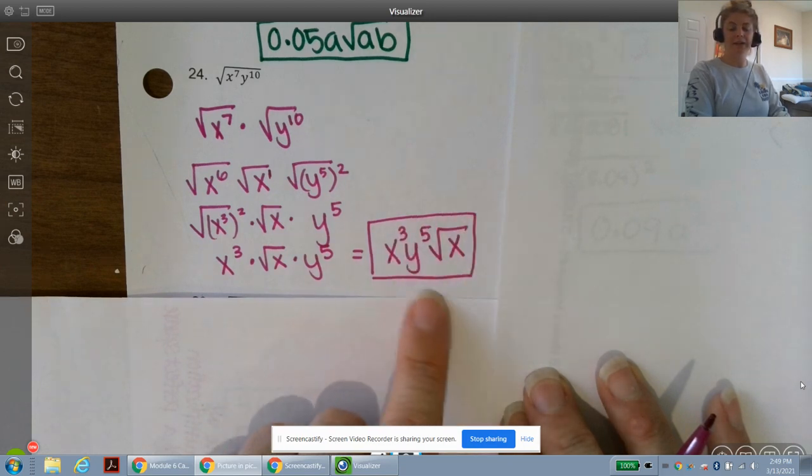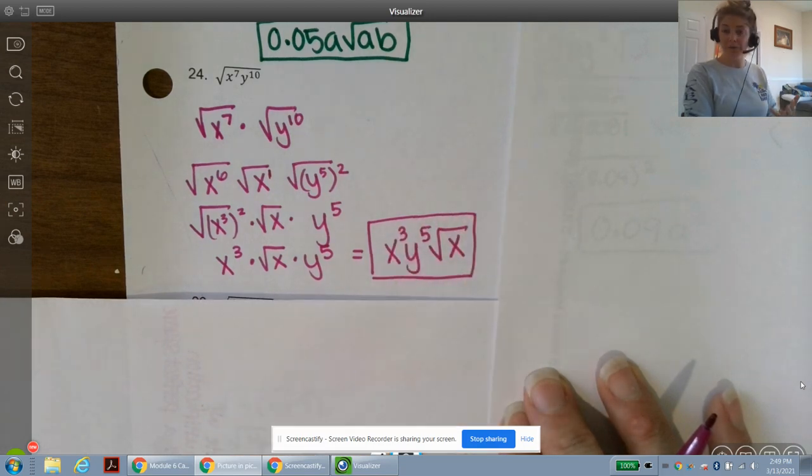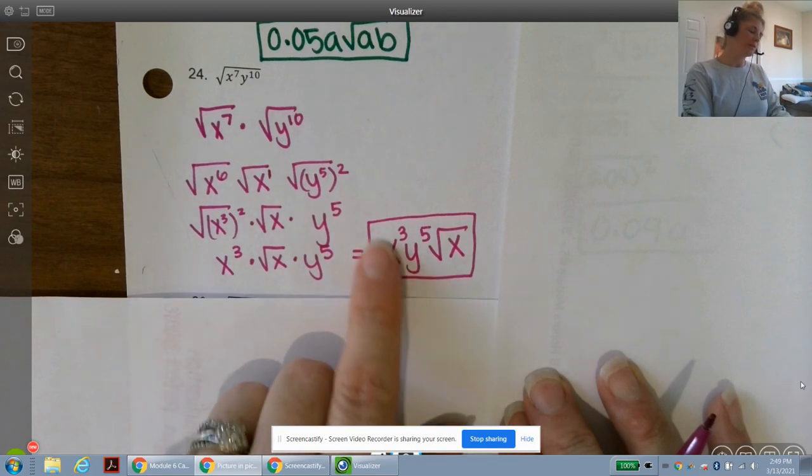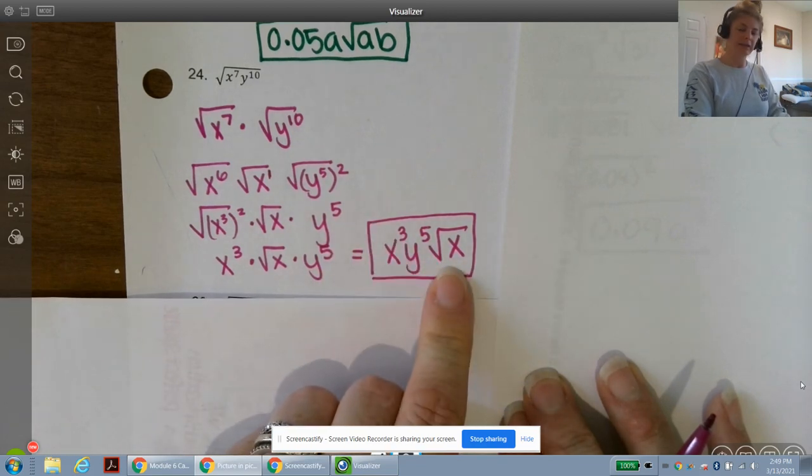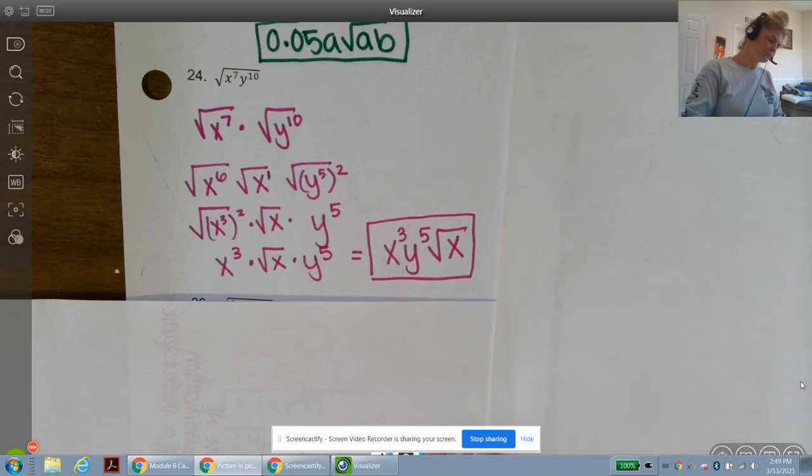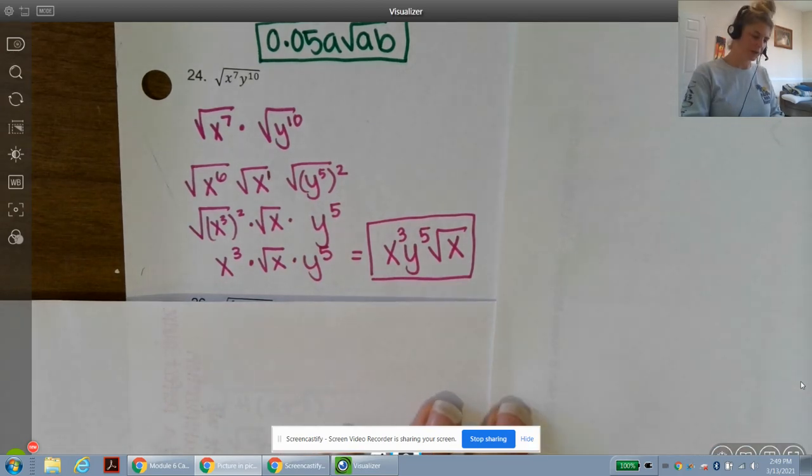Again, we're writing these expressions in simplest form, alphabetical order, numbers outside the radical in front, numbers inside the radical on the inside. If there was a coefficient, of course, that would go in front.